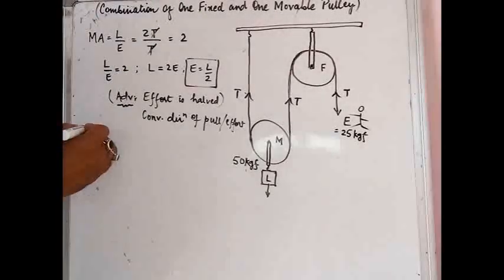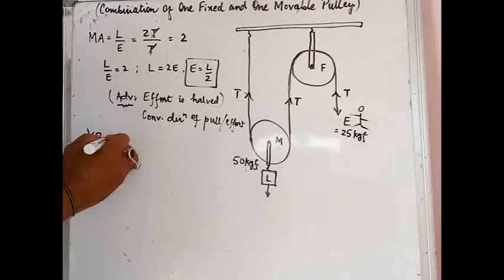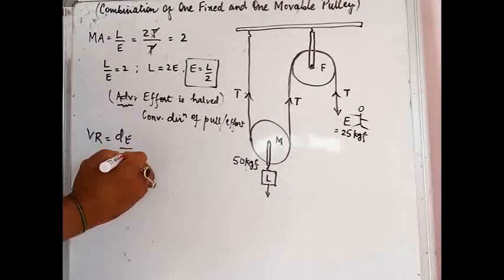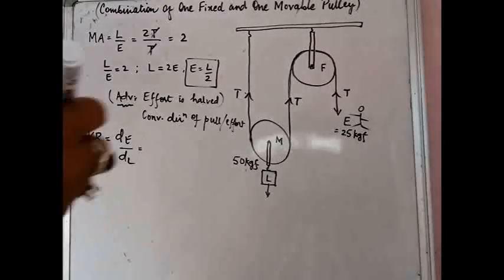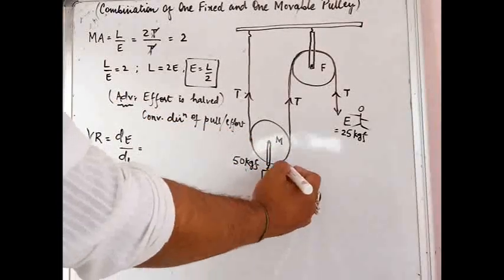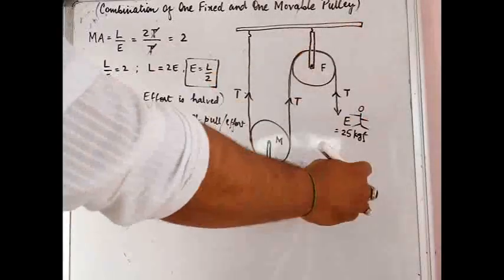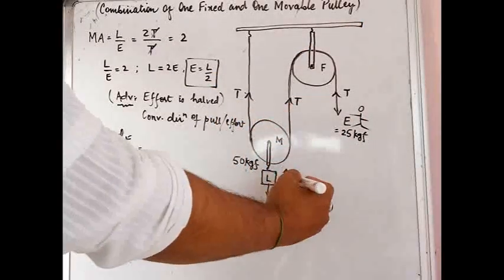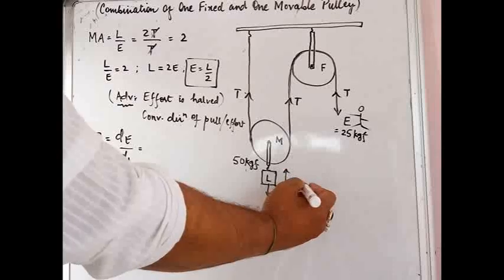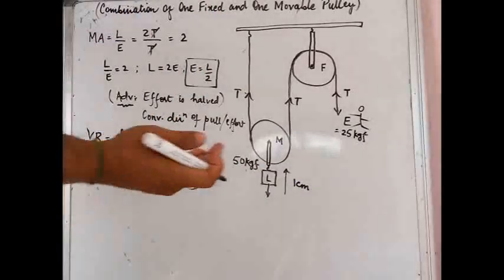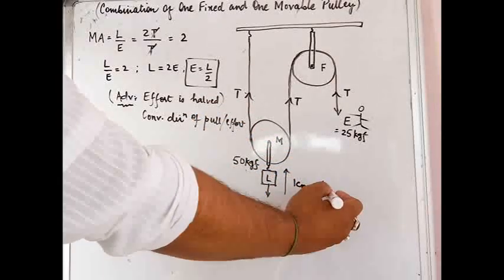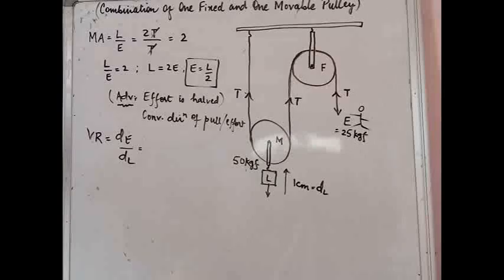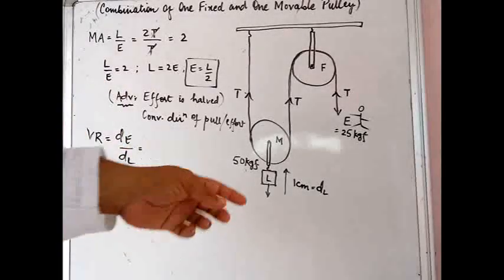Similarly, now when we move on to the discussion of the velocity ratio, the formula once again is dE by dL, and here once again you will have to analyze it according to the movement. Now suppose that when somebody pulls from this side, the load moves up by, let's say, 1 centimeter. I am going to call this dL, because dL is nothing but the movement on the load arm or the load side.